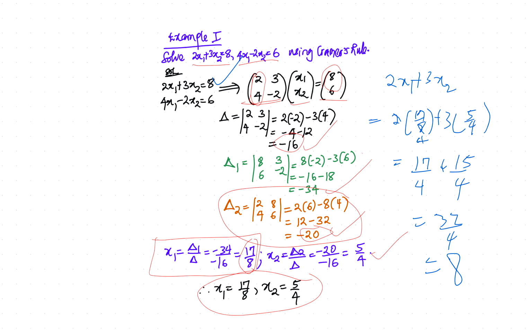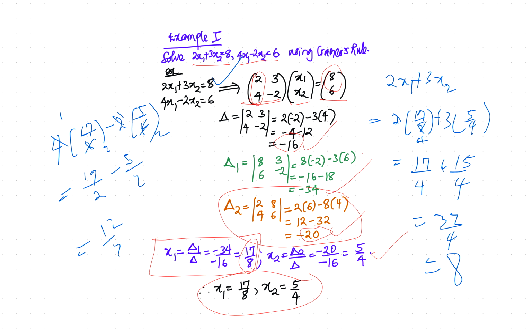So that's 4 into 17 over 8 minus 2 into 5 over 4. So that is 4 here is 1, 4 here is 2. So you have 17 over 2 minus 5 over 2. 17 minus 5 is 12. 12 divided by 2 is 6. So that means your answers are correct. So that way you can check that your answers are correct.